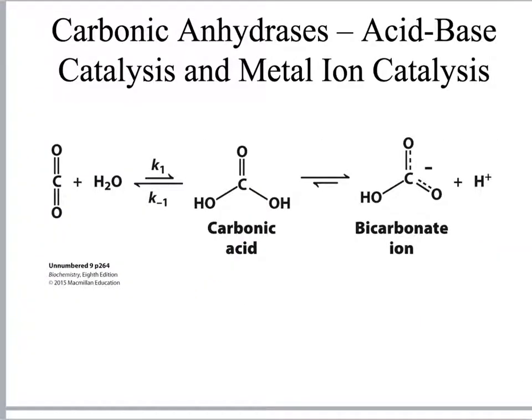So another example we can use to look at different catalytic strategies is carbonic anhydrases. And these employ acid-base catalysis and metal ion catalysis. Again, we're not just using one type of catalysis in each enzyme. These things can work together.